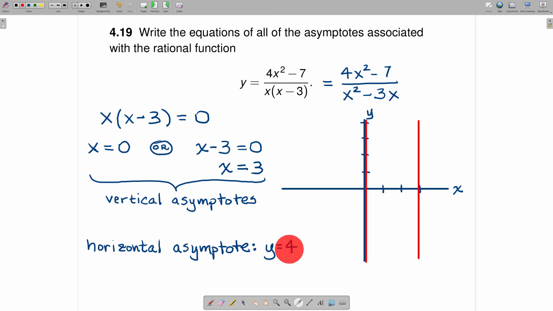Finally, you would want to draw in a horizontal asymptote at y equals 4, and that would look something like this. Keep in mind that as you're graphing this rational function, you would now start plotting points, but keep in mind that in the limiting cases, the graph of this rational function will approach the asymptotes.